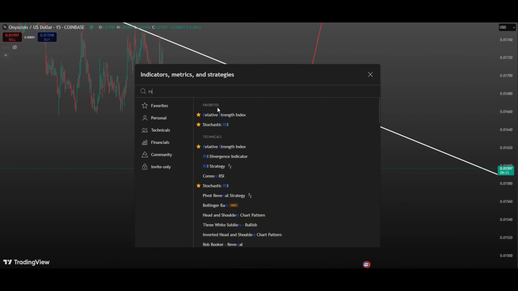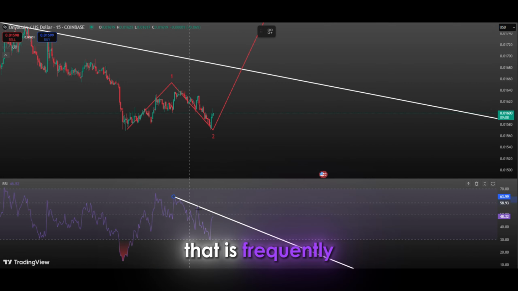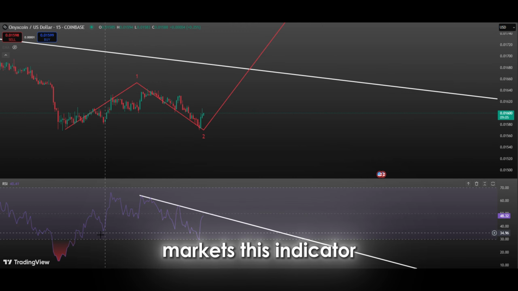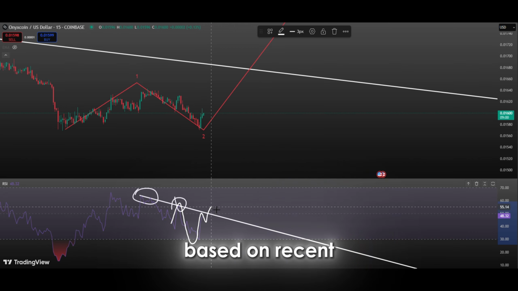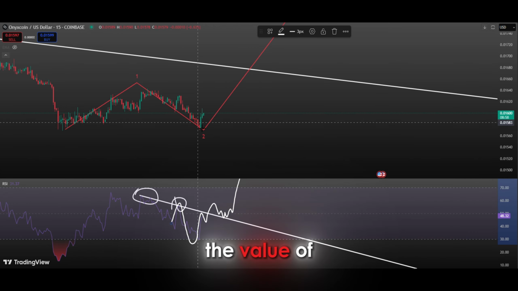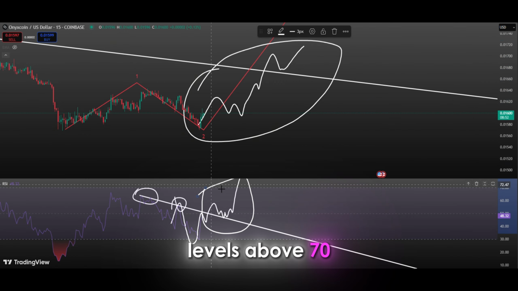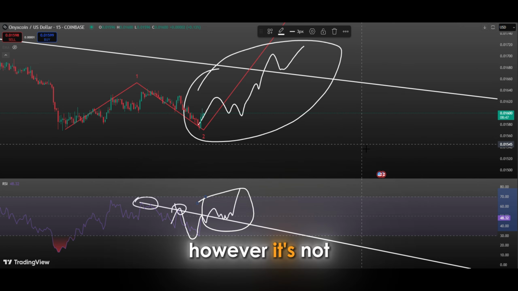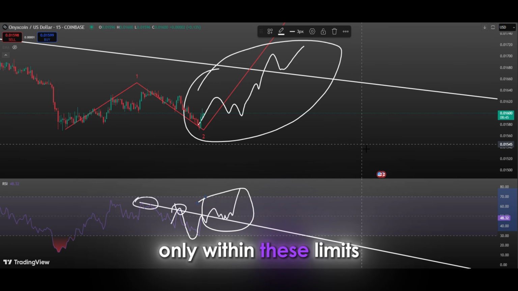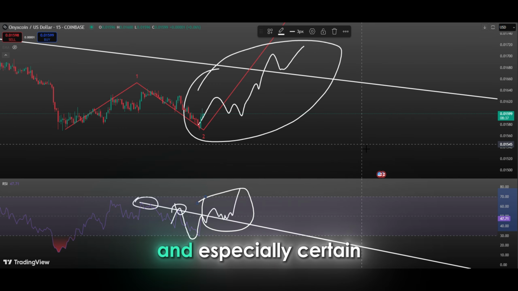The RSI, or Relative Strength Index, is an important technical analysis tool that is frequently used by traders in the financial markets. This indicator is used to determine whether an asset is in overbought or oversold territory based on recent price movements. The value of the RSI ranges from 0 to 100, and generally, levels above 70 are considered overbought, while levels below 30 are considered oversold. However, it's not enough to interpret the RSI only within these limits. It generates much more meaningful and powerful signals when used in conjunction with trend lines, patterns, and especially certain resistance support zones.